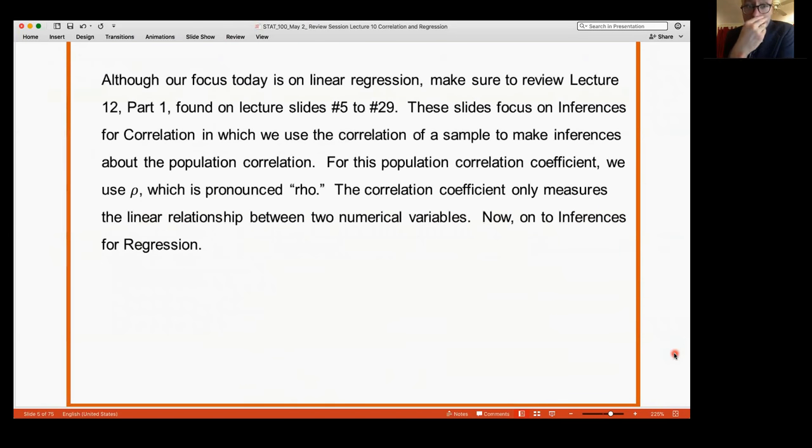I emphasize lecture 12, part one, on slides 5 and 29, because these focus on inferences for correlation, in which we use the correlation of a sample to make inferences about the population correlation. And recall that this population correlation coefficient, which we call rho, the Greek letter for R, looks like a little P. That's because we typically talk about population parameters in terms of Greek symbols. Again, the correlation coefficient only measures the linear relationship between two numerical variables.